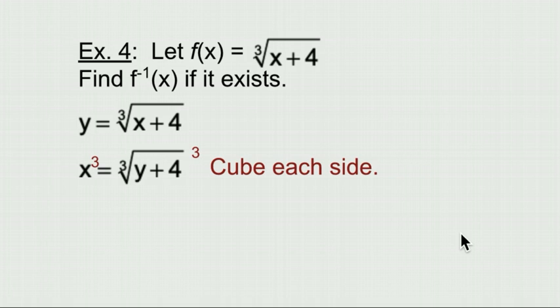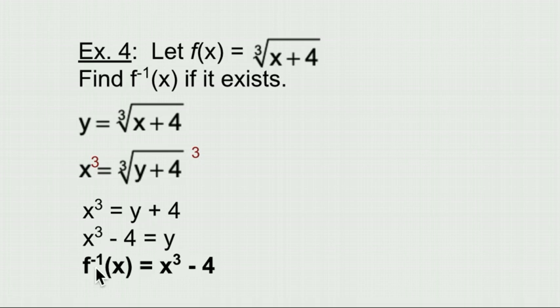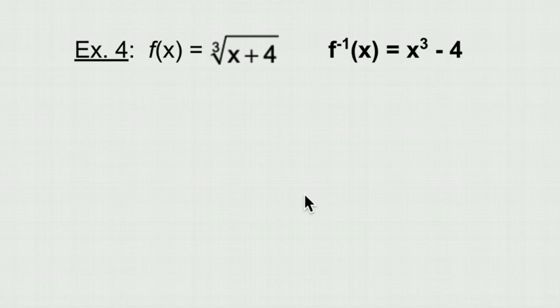Don't forget that cubing and cube rooting are inverse functions, so they undo each other. So on this side, I'm just left with y plus 4, and on the other side, I'm left with x cubed. Last step, subtract 4 from each side, to get x cubed minus 4 equals y. So the inverse function f inverse of x is equal to x cubed minus 4.